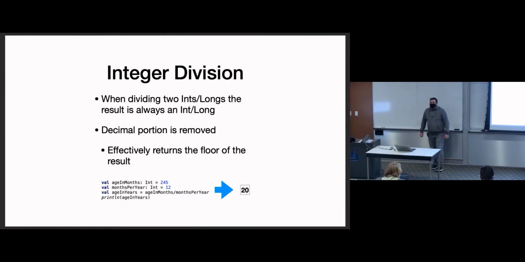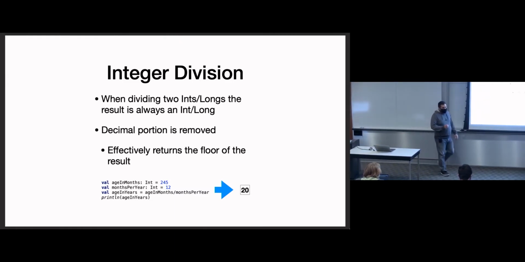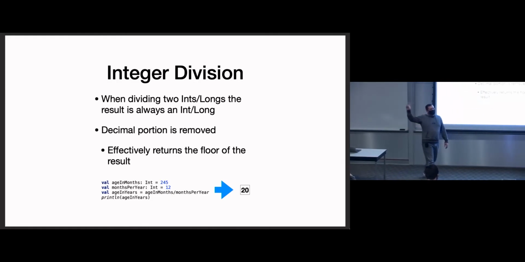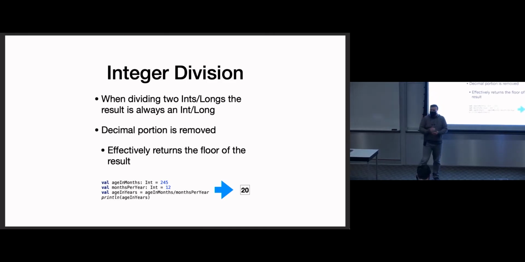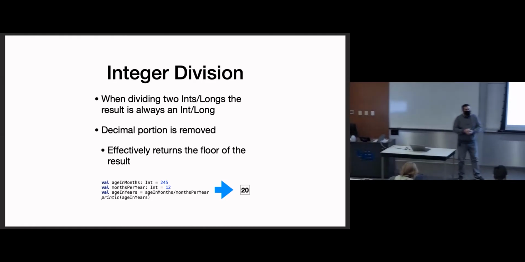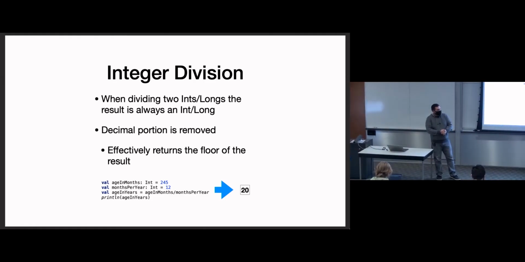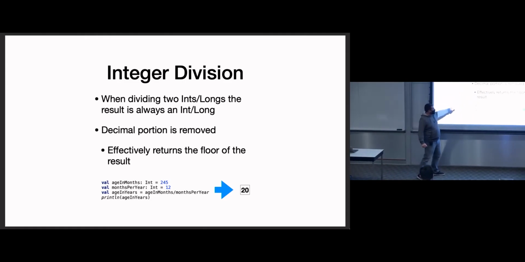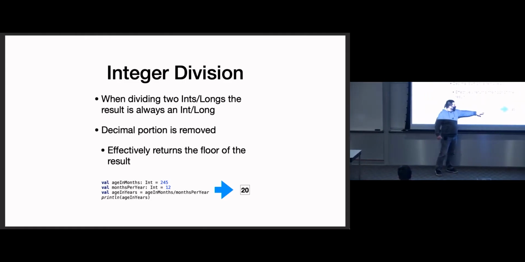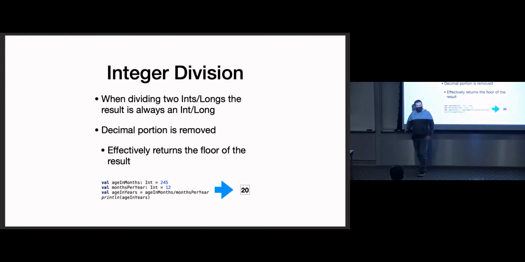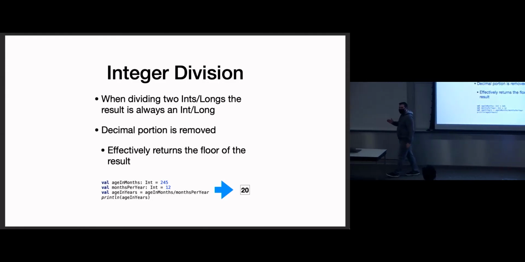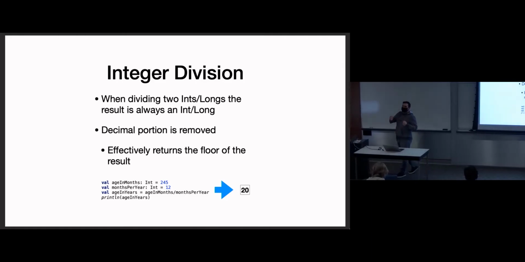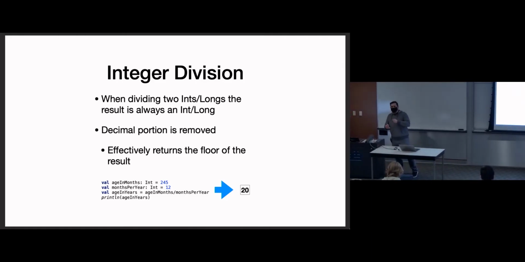Integer division is something you will have to worry about. If you have 2 ints or 2 longs or some mix, 1 int and 1 long, and you want to divide them, Scala will use what's called integer division. So if you want to divide 2 ints, the result will be an int, no matter what. Scala will use integer division, which means 2 ints divided by each other will return an int.